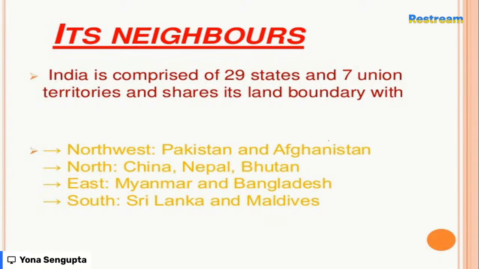Now, India shares its land boundaries with Pakistan and Afghanistan in the northwest, China, which is Tibet, Nepal and Bhutan in the north, and Myanmar and Bangladesh in the east. The southern neighbors across the sea consist of the two island countries, Sri Lanka and Maldives. You need to remember that Maldives is the smallest neighboring country, and China, which is Tibet, is the largest neighboring country.